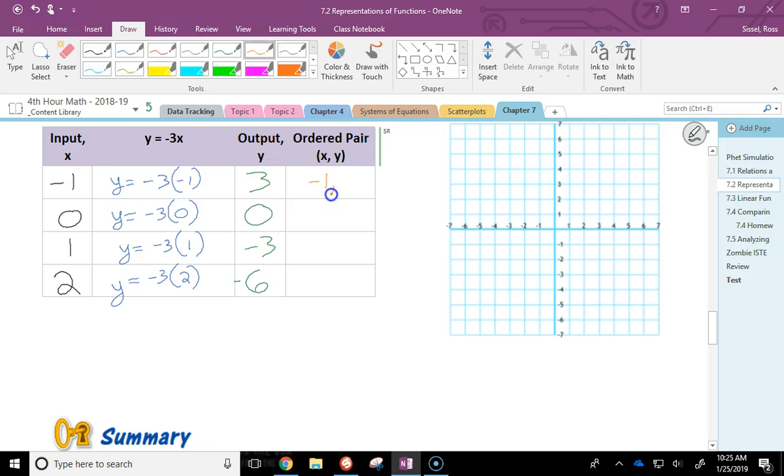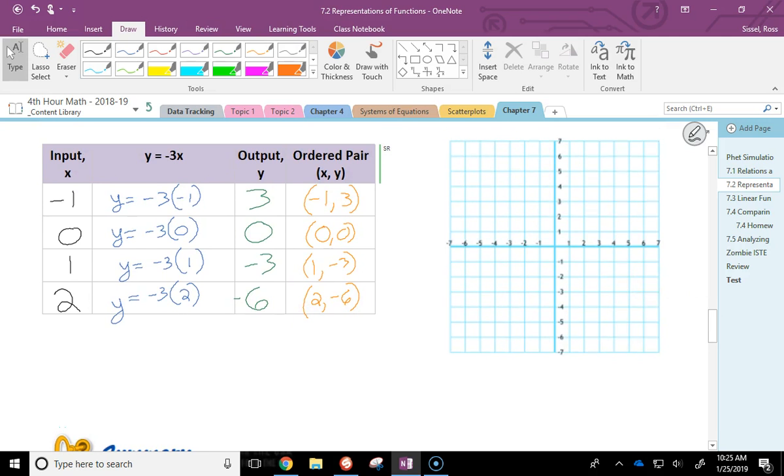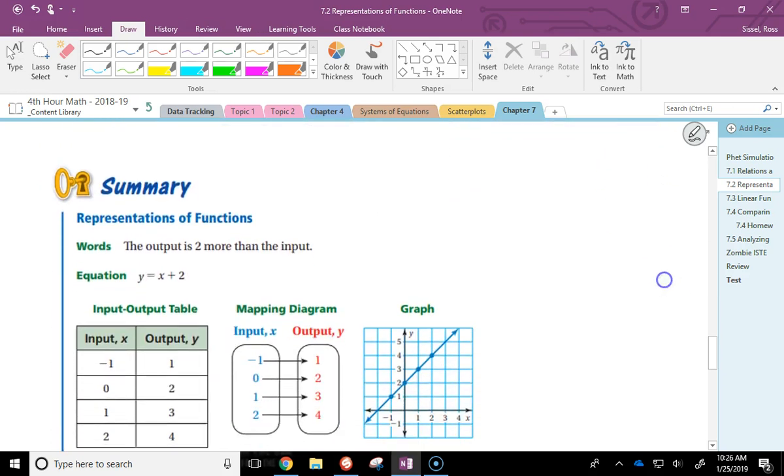My ordered pairs: -1, 3; 0, 0; 1, -3; and 2, -6. Last thing you have to do is graph these points. Okay, make sure you draw your lines because remember your line will show you any possible answers. Okay, almost done with this.